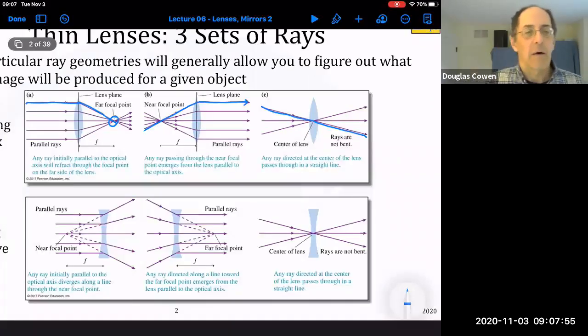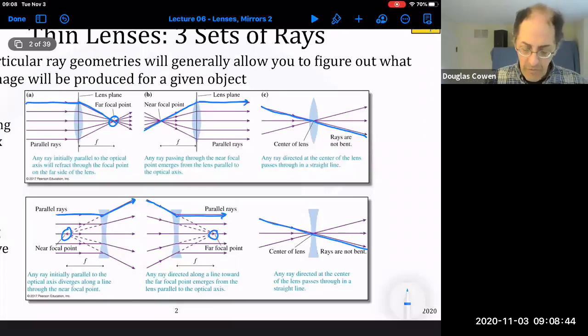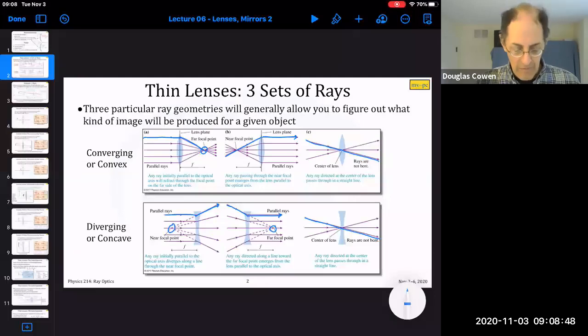For a diverging lens, the situation is similar but different. The rays that come in parallel to the main axis get bent in such a way that they look like they emerged from the near focal point. In a similar way, rays that are pointed towards the far focal point look as though they were going towards the far focal point. In fact, they are headed in that direction before they hit the lens. When they do hit the lens, they will emerge parallel, all of them. And finally, just like with the converging lens, for a diverging lens, a ray that goes through the center of the lens will not be bent. Okay, so those are the three sets of rays that we're going to use in general for ray tracing.